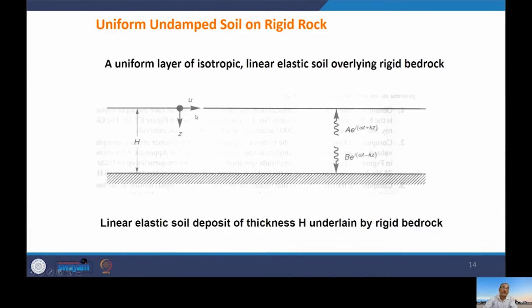level, while u is the particle motion of the waves, which are traveling from down to up or up to down. Here, for simplicity, we are assuming that this is an undamped soil layer. That means we are neglecting the damping of the soil for the time being. Later we will consider the damping of the soil also. Okay, so continue with that.